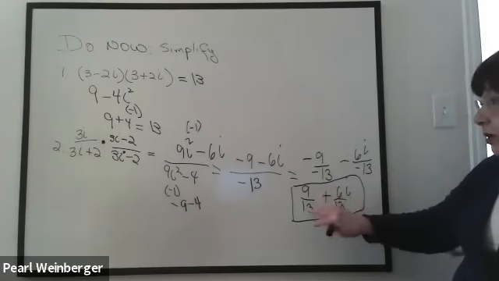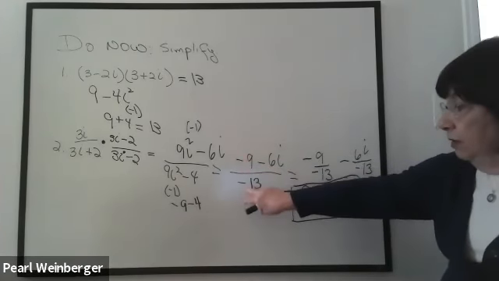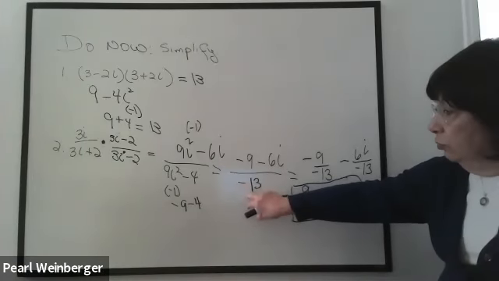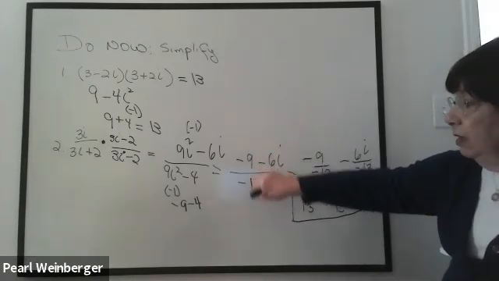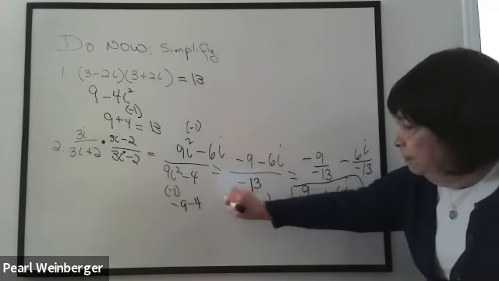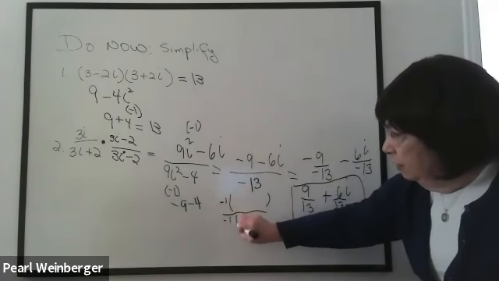You could have, of course, just left it like this, but usually we don't leave a negative in the denominator. So if I see a negative in the denominator, I'm going to multiply both the top and the bottom by negative 1.